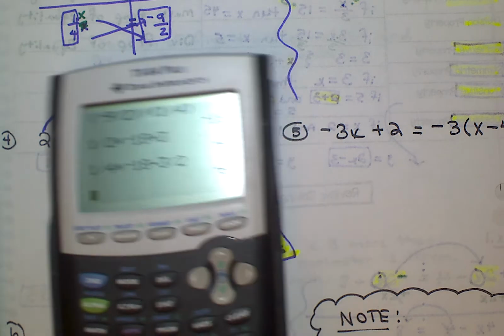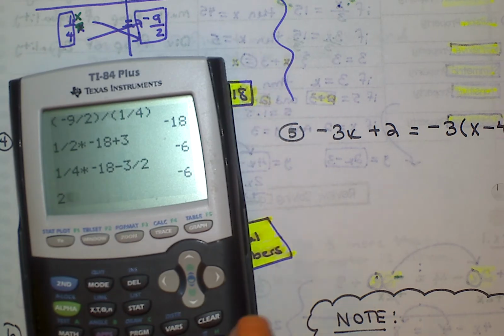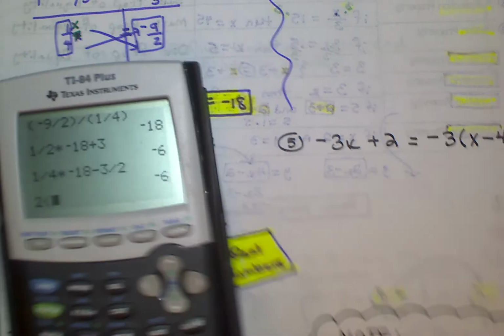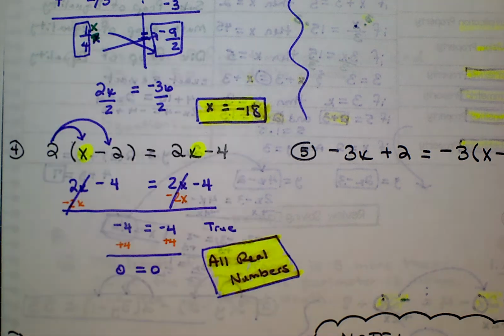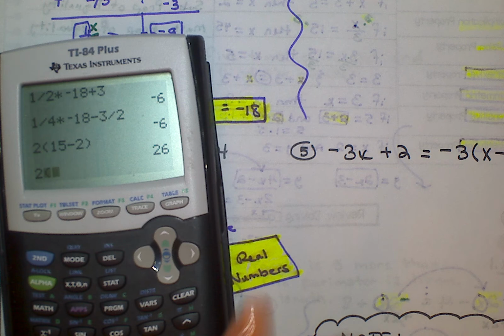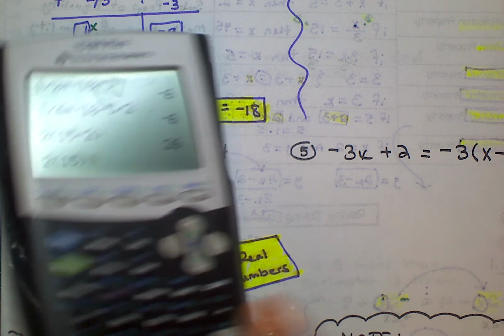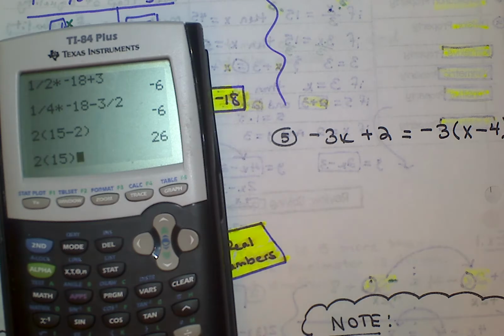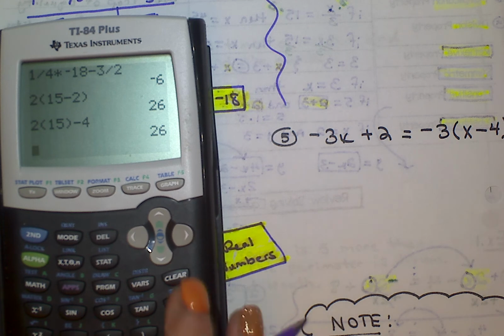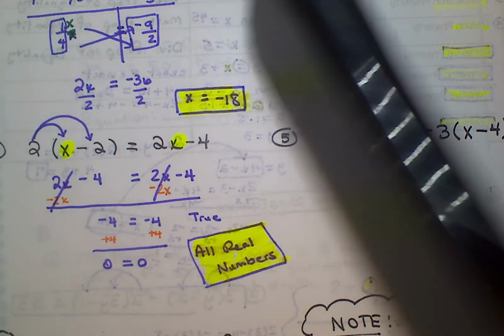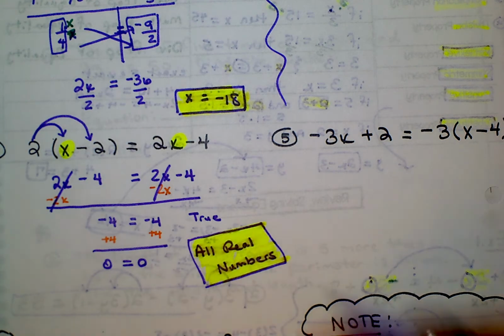So let's just try that. I'm just going to randomly pick the number 15. If I pick 15, I get 26. Would have to put it in on the other side. And notice I get 26. So whatever number you put in, it will always work.